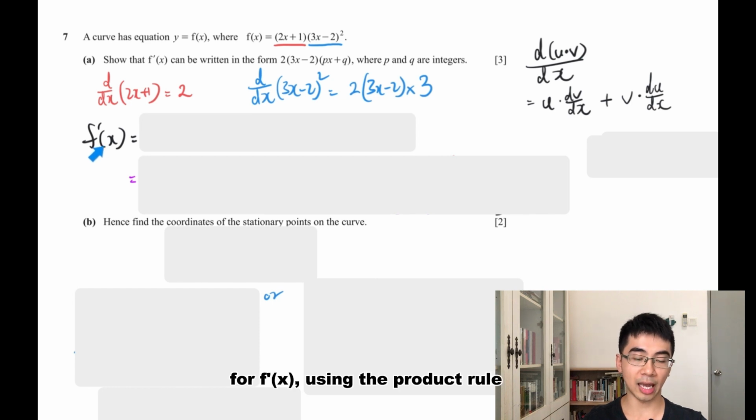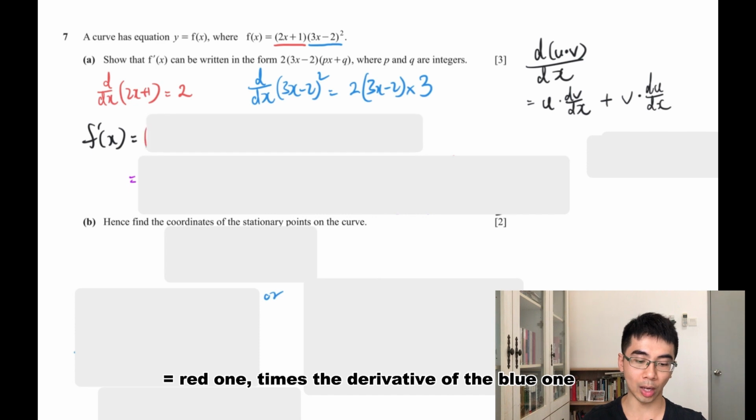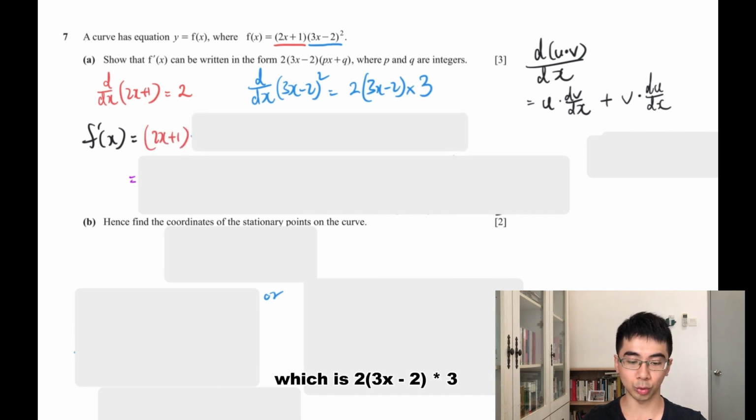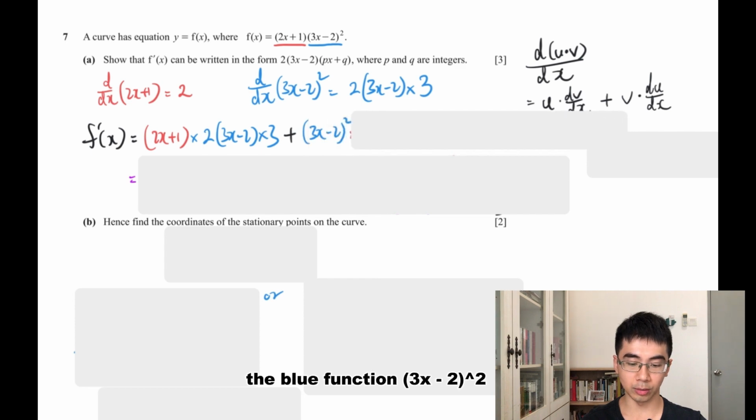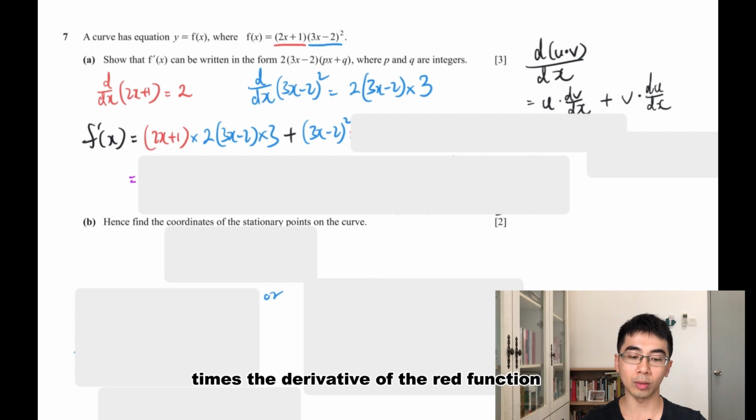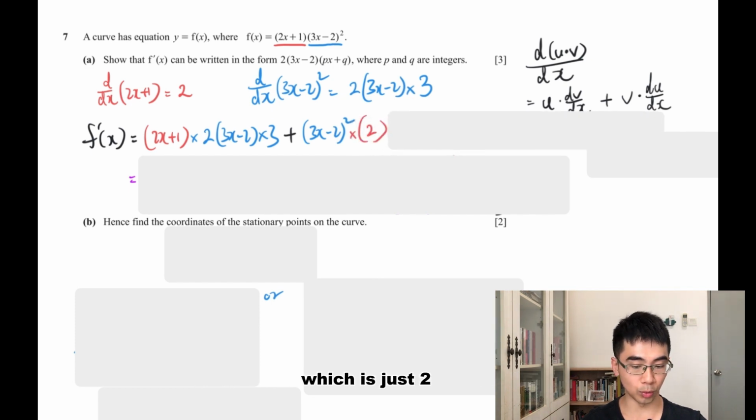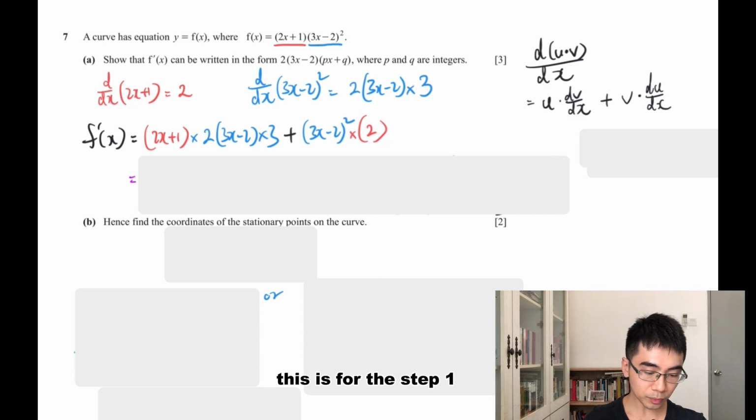So now we can differentiate f of x. All right, for this f prime of x, using the product rule, it will be equal to the red one times the derivative of the blue one, which is 2 times (3x minus 2) times 3, and then plus the blue one. The blue function is this one, (3x minus 2) to the power 2, and then times the derivative of the red function, which is just 2. So this is for step 1.